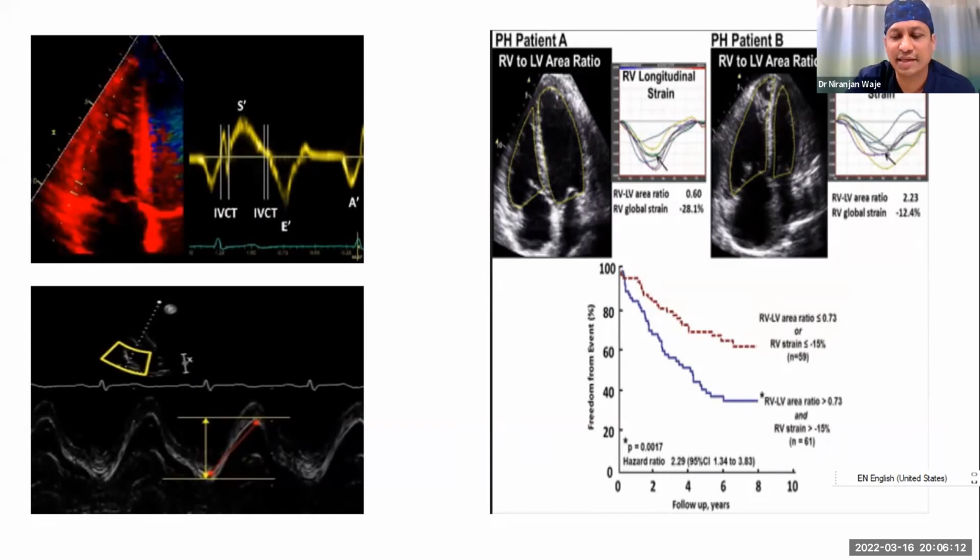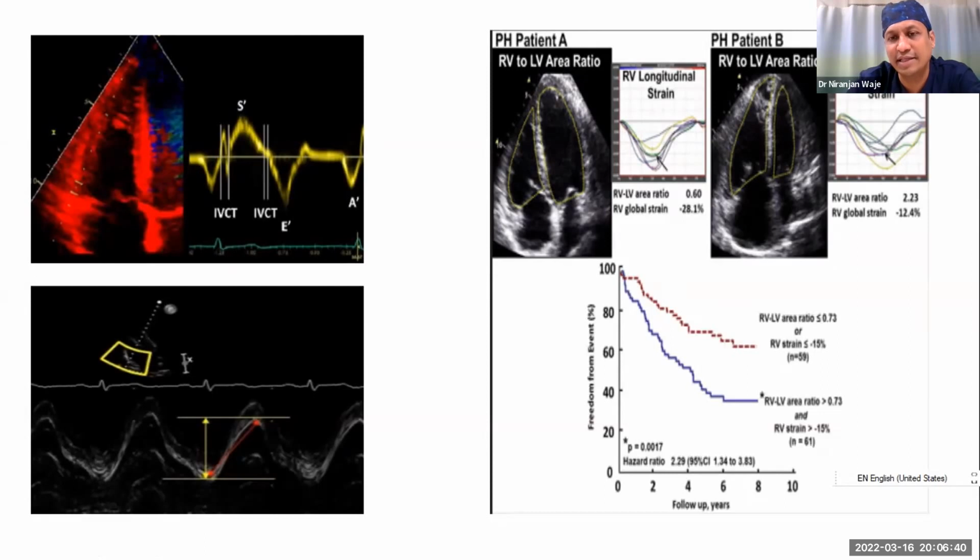So this is the next slide. The earlier slide was a qualitative assessment of the RV. This is a quantitative assessment of the RV. At the bottom is the M-mode showing the TAPSE, the tricuspid annular plane systolic excursion, which should not be less than 17. On the top is the S prime, which is the tissue Doppler, above the baseline. It should not be less than 9. Anything less than 9 would be indicative of poor RV function.